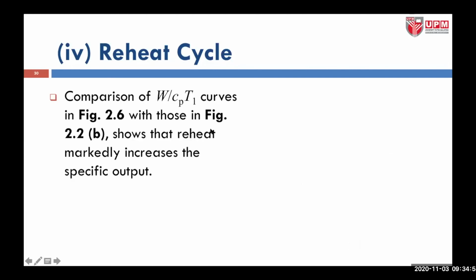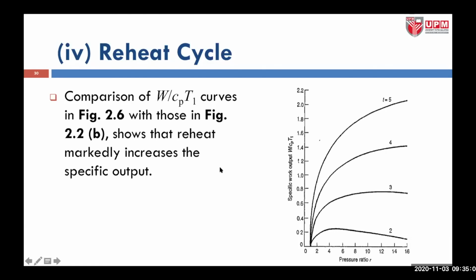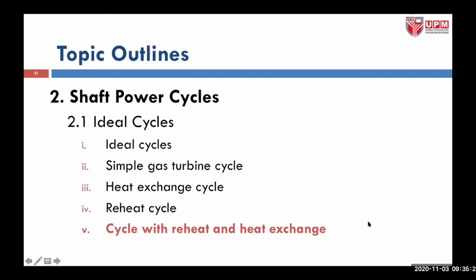Comparison of the efficiency curve in figure 2.6 with those in figure 2.2b, later you can refer back to figure 2.2b, shows that reheat increases the specific output, as denoted in here. And this is specific work output against the pressure ratio at different temperature ratios.